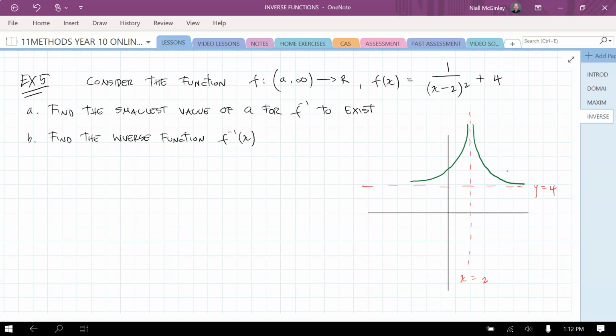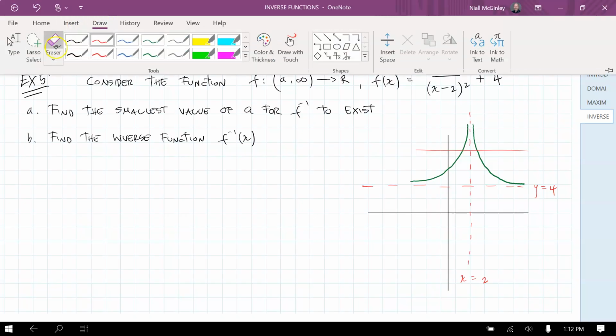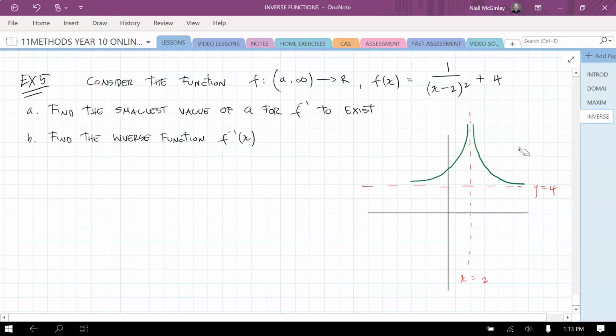However, if we do a horizontal line test, and we put a horizontal line through this function, does it only touch at one point? No, it touches at 2 points. Therefore, this is not a one-to-one function. So therefore, an inverse will not exist for this function unless we restrict the domain.